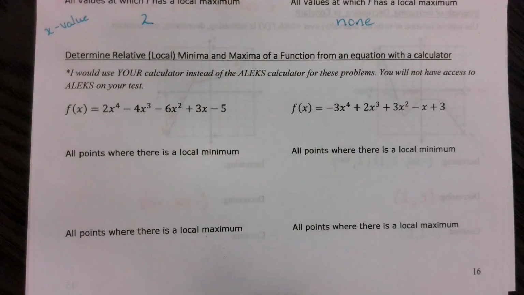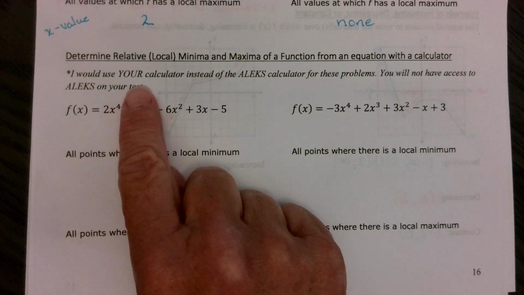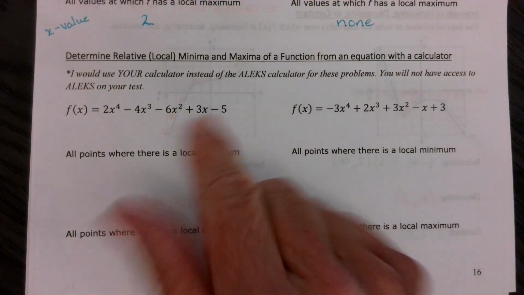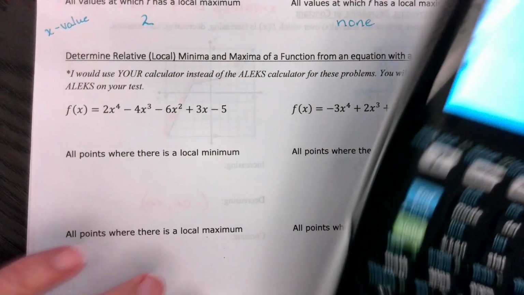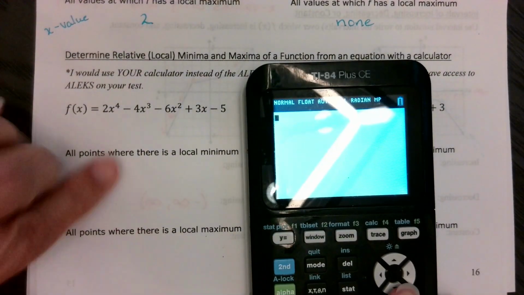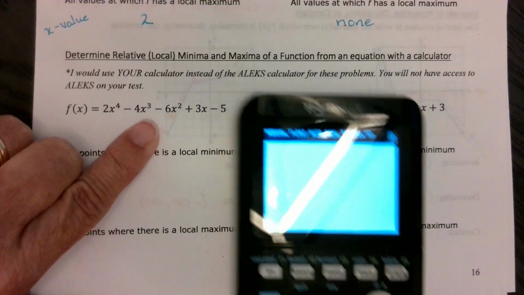Got to be able to use your calculator. I wouldn't use the one on Alex, okay? It even says this, okay? And the reason is you're not going to be using Alex on your test. You'll be using your calculator on your test. So here's what we're going to do. We're going to plug this in to your calculator.